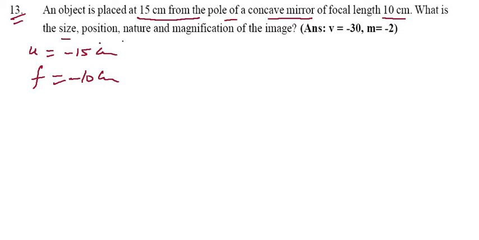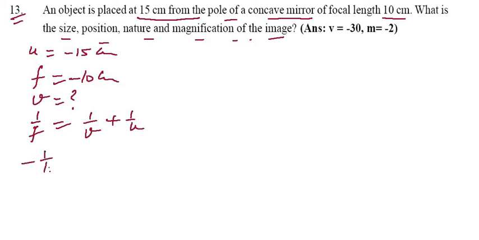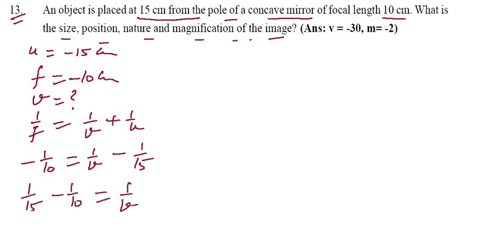What is the size, position and nature of magnification of the lens? So we can find the V. Now, it is a mirror, so we can use the mirror formula: 1 upon F is equal to 1 upon V plus 1 upon U. Put the value. So it is minus 1 upon 10 is equal to 1 upon V and minus 1 upon 15. Now transfer the 15 to the right hand side, so it becomes positive. So 1 upon 15 minus 1 upon 10 will be equal to 1 upon V.